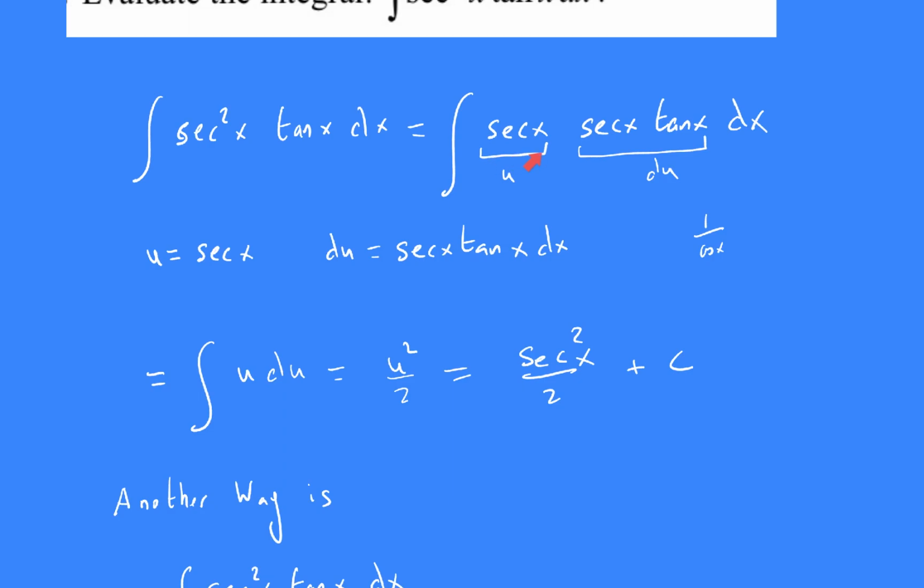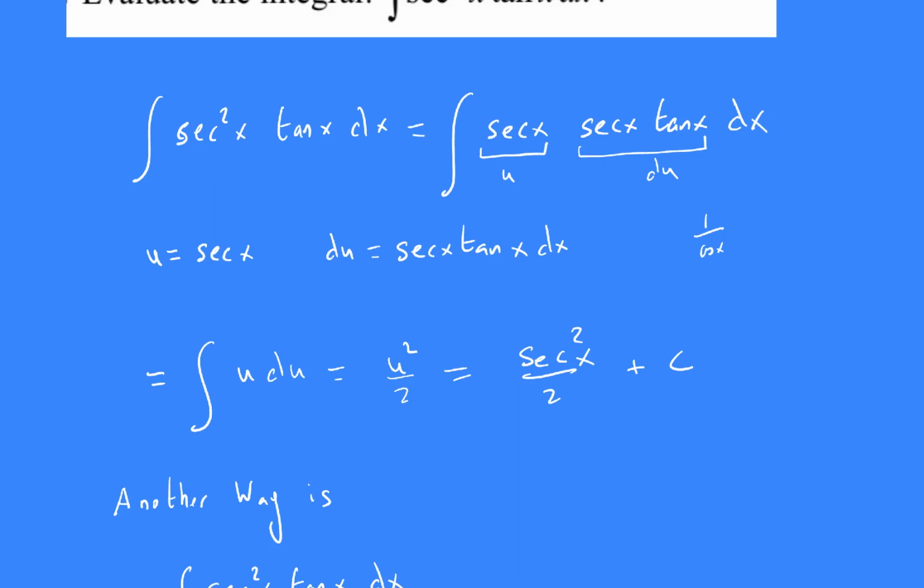So the integral that we have here is u du. What is the integral of u du? It is u squared divided by 2. The problem is not solved yet. Who is u? U is secant x. So it will be secant squared x divided by 2 plus c. And the problem is solved.